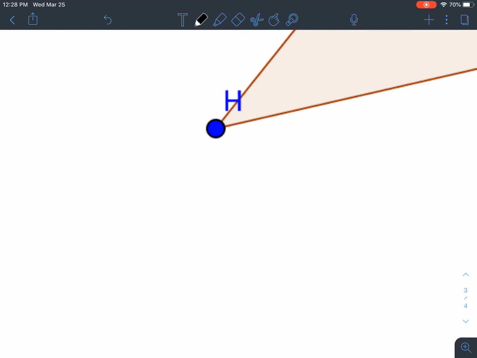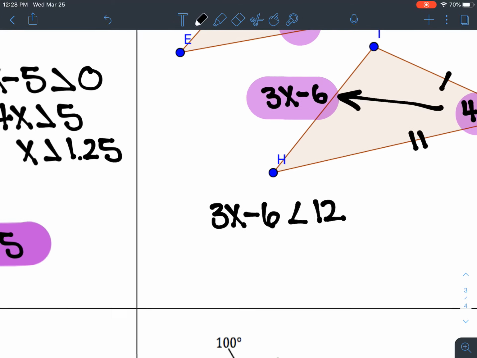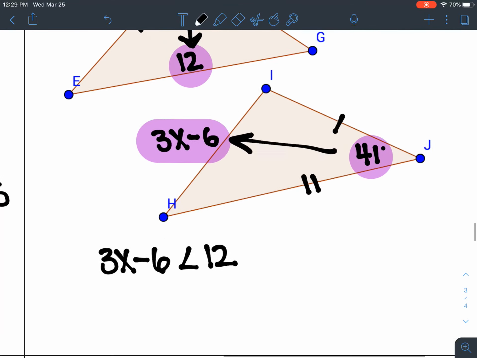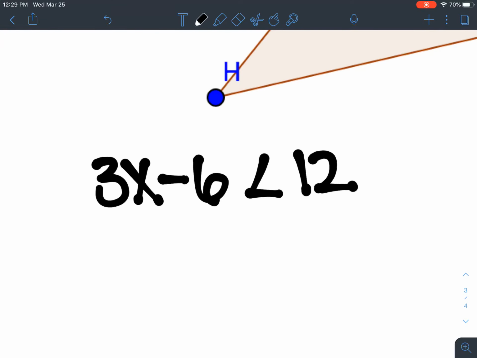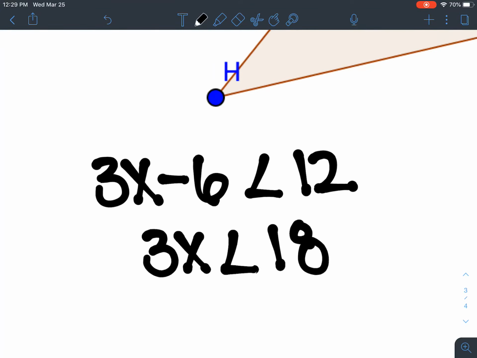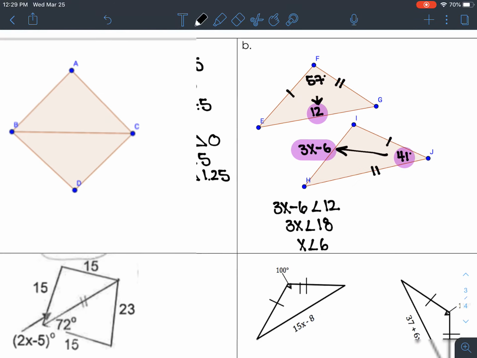So 3x minus 6 has to be less than 12, because 3x minus 6 is opposite of the 41, while the 12 is opposite of the 57. So we're going to solve this, and we're going to get 3x is less than 18, which means that x is less than 6.